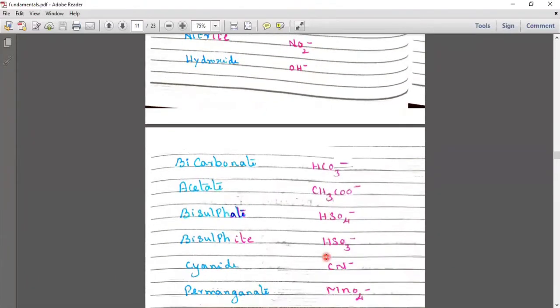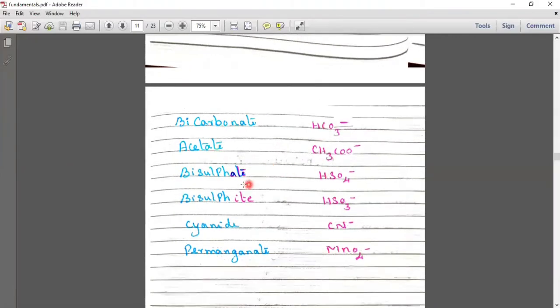Next, bicarbonate HCO3 minus, acetate CH3COO minus. Bicarbonate is HCO3 with a single minus, but carbonate is CO3 2 minus. You should remember that. And bisulfate is HSO4 minus, but if it is only sulfate, it is SO4 2 minus. And bisulfite is HSO3 minus.